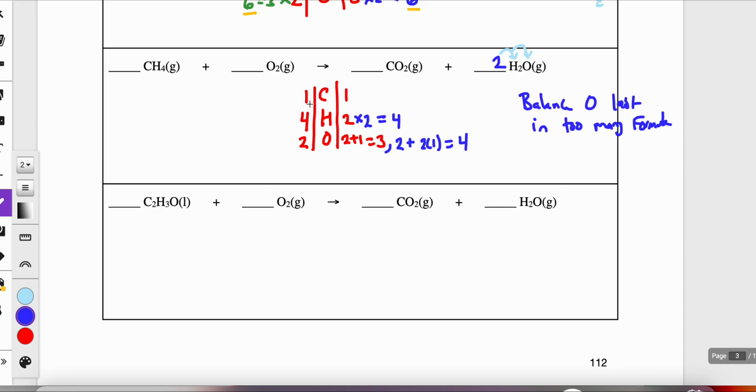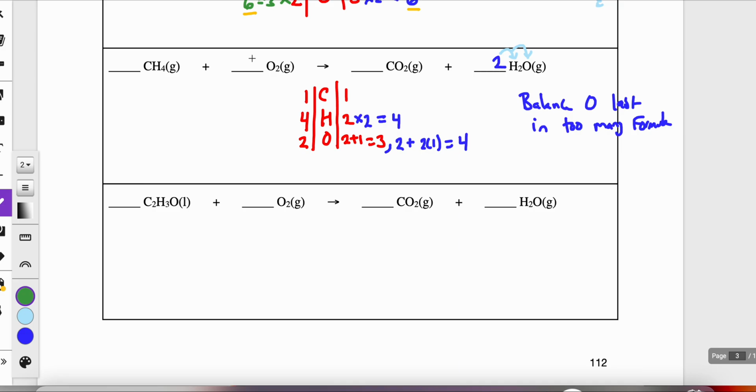Carbons are still okay, 1 on each side. That coefficient of 2 in front of the water balanced the hydrogen, so now I have 4 hydrogens on each side. And take a look. Left-hand side still only has 2 oxygens, but my total count on the right is now 4. So what do I put here to raise my count from 2 up to 4?